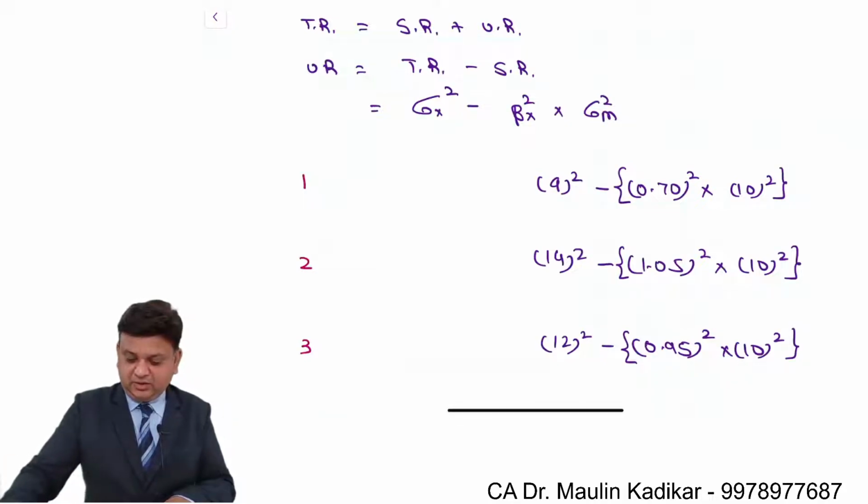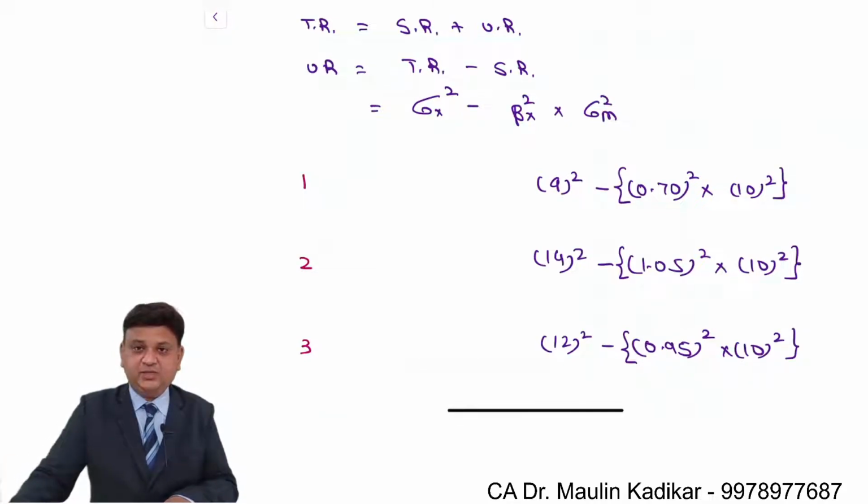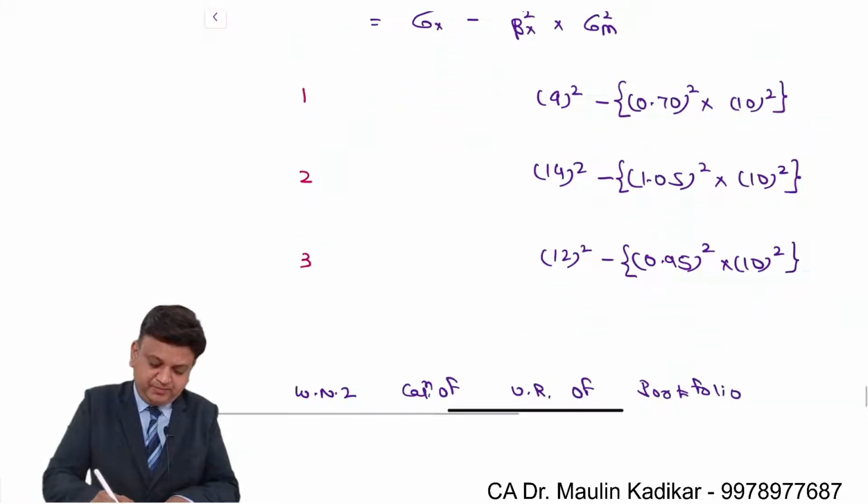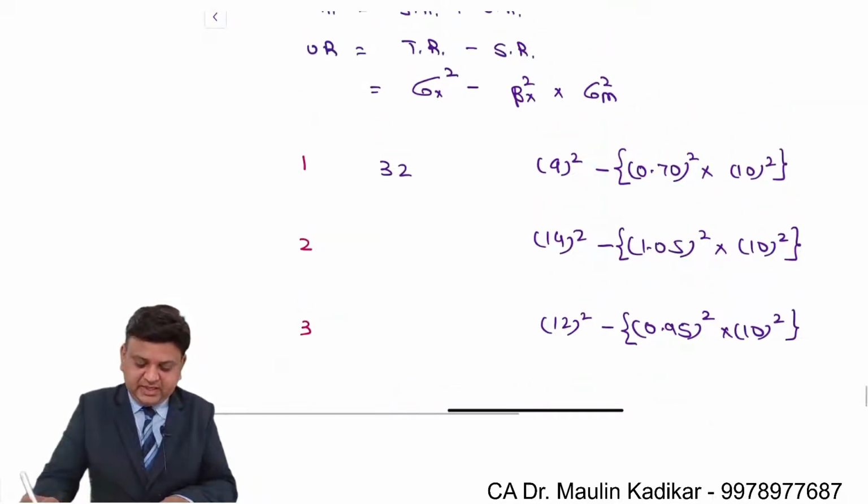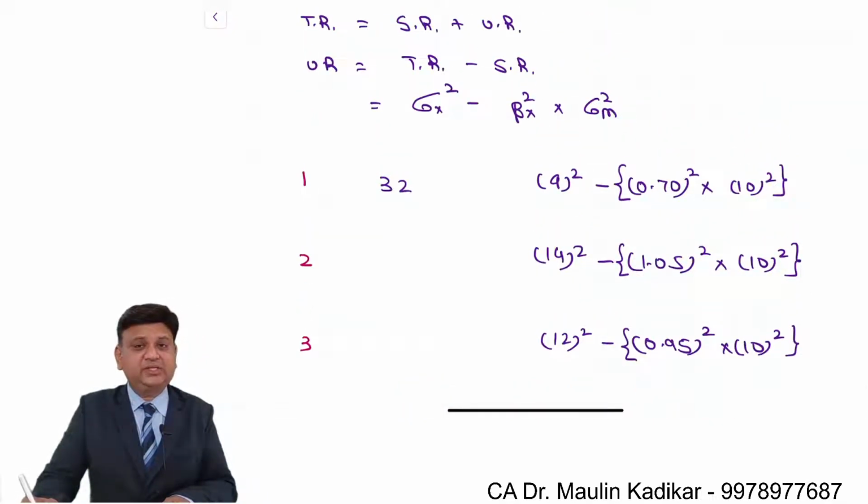So use your calculator. Square of 0.7 is 0.49 into 100. That is 49. That would be subtracted from square of 9, that is 81. And the final answer is 32. Dear students, remember that importantly, this 32 is in the variance term.